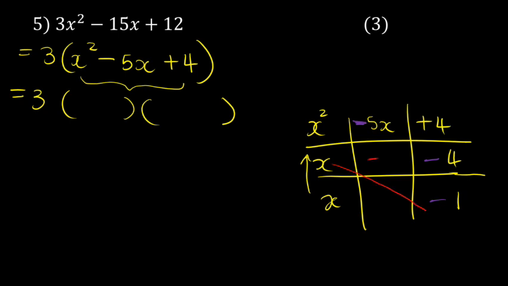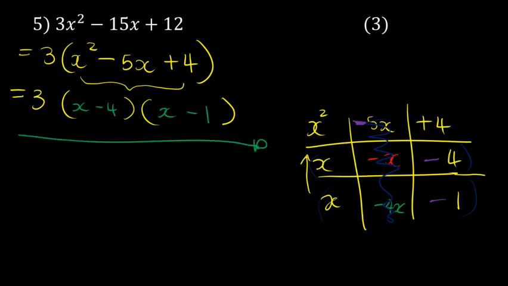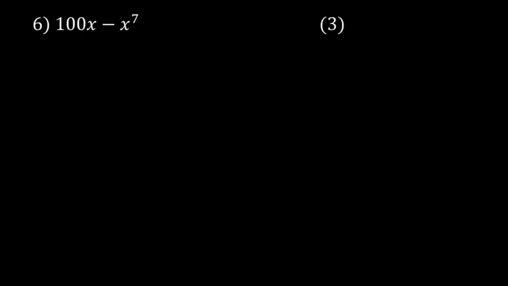Okay, and also another thing, if we want to still prove this, we can say this times that gives me negative x, and this times that gives me negative 4x. And if you look at this, negative x minus 4x will give me negative 5x. So we eliminate that part and we will have our brackets like this. The first bracket is x minus 4 and the second one is x minus 1. And that's it.